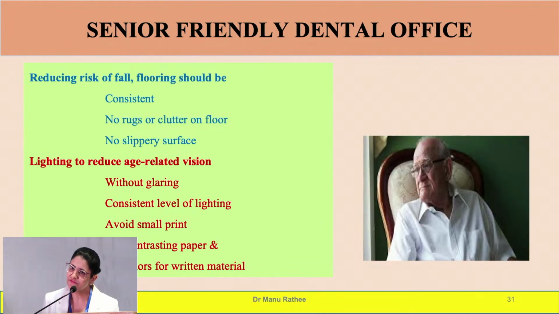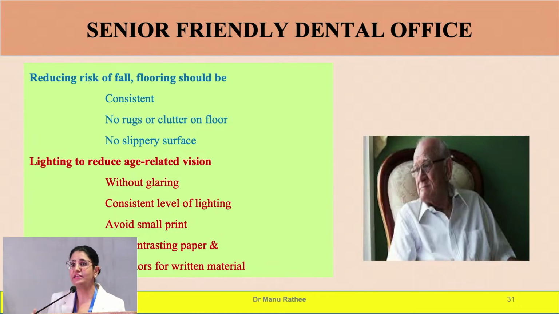Another key point to be taken care of in the operatory specifically designed for the geriatric population is to make efforts to reduce the number of falls. That can be done by providing non-slippery surfaces and no rugs that can interfere with the patient's movement, because orthopedic disability might be there in the geriatric patient that does not allow the patient to move smoothly on a very slippery floor.